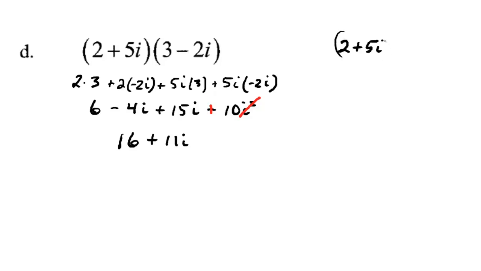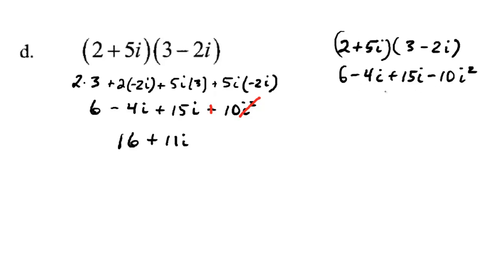Another way you could set it up, and then you could do this times 3 minus 2i. 2 times all that is 6 minus 4i. 5 times all that is 15, but there's an i in there, so 5i times all that is 15i minus 10i squared. And then these, you can just go boom, changing that. 6 plus 10 is 16. Negative 4 plus 15 is positive 11i. So it doesn't have to take a lot of steps. You can do some stuff all in the same step.